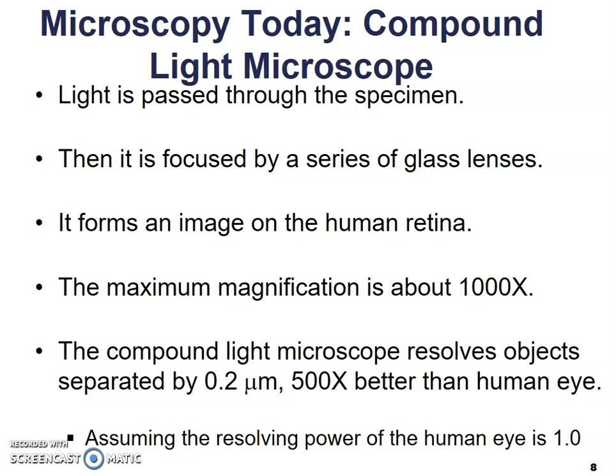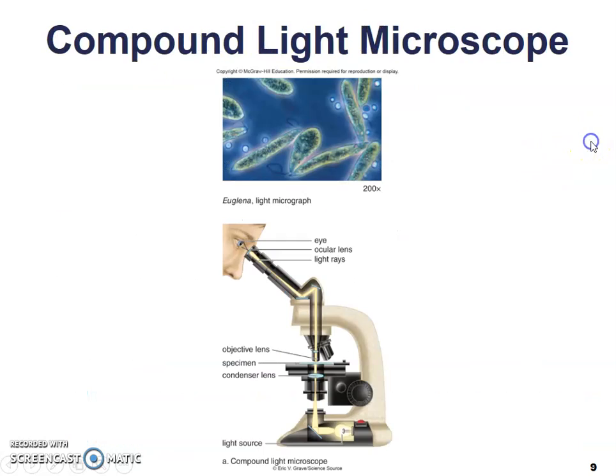The compound light microscope resolves objects separated by 0.2 micrometers, which is about 500 times better than the human eye. And that's assuming that the resolving power of the human eye is 1. This is an image of a compound light microscope.